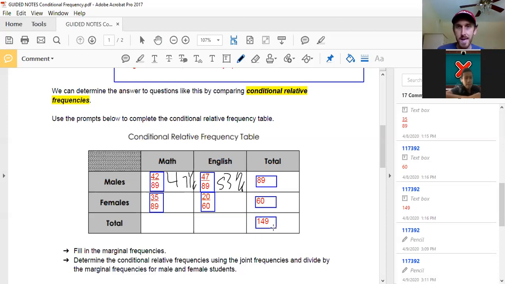So, what percentage of the females like math? Oh, that should be 89. Female, that should be a 60. I got to change that.